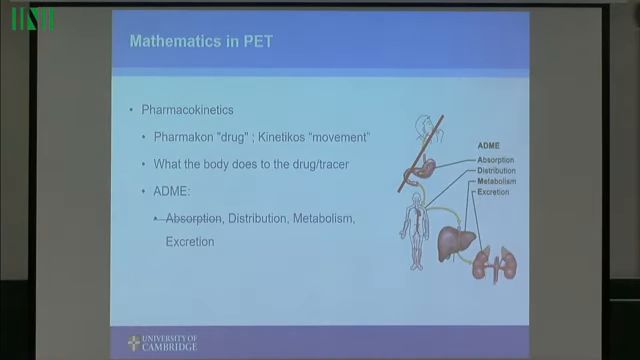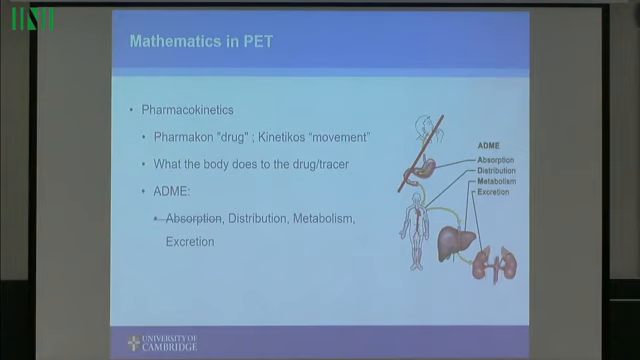So coming to mathematics in PET. I use mathematics in PET to study the pharmacokinetics. The word pharmacokinetics comes from pharmakon, which is drug, and kinetikos, which is movement. So it's essentially what the body does to the drug, or in our case to the tracer. Usually it consists of the absorption, distribution, metabolism and excretion of the compound.